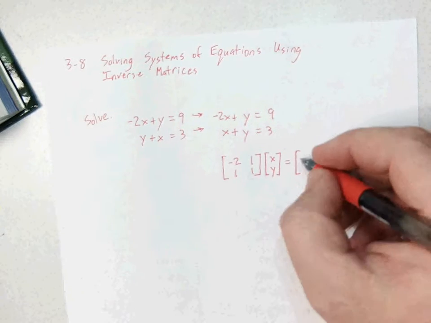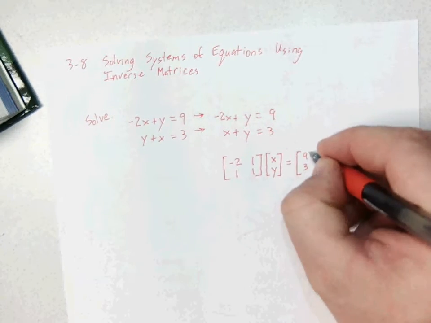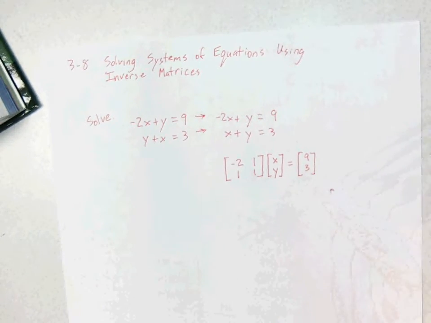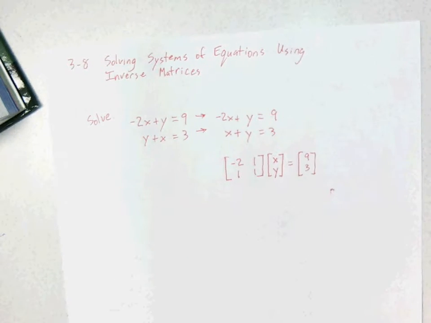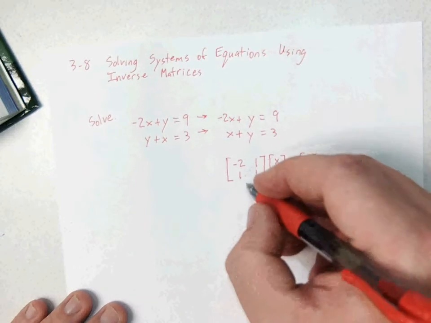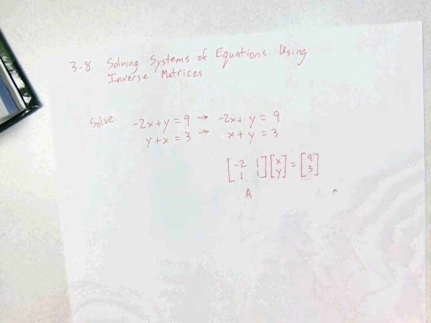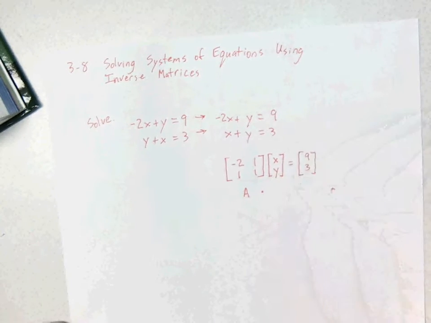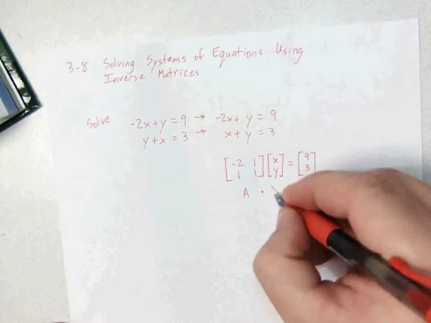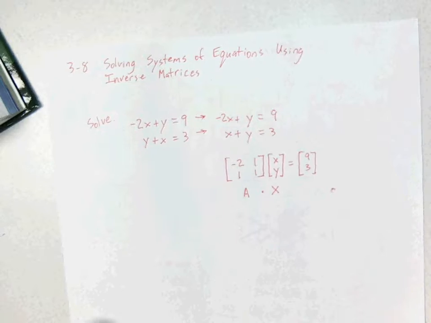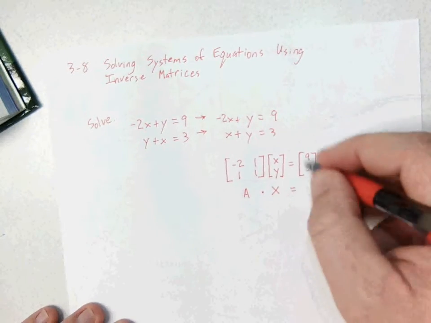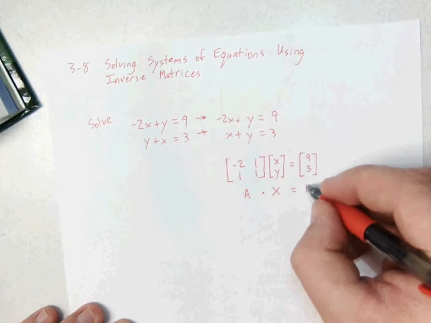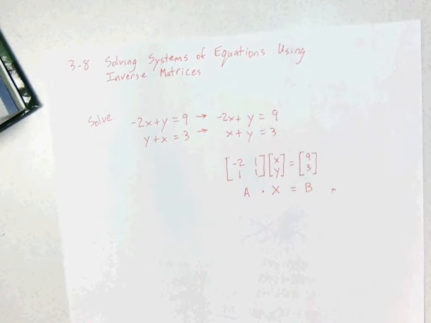So 9 was the answer of the first, and 3 was the answer of the second. So we have this matrix equation. Let me call the first matrix matrix A, and I'll put it in the calculator that way. It's been multiplied by a variable matrix. I'm going to call that matrix X. When we name matrices, we use capital letters, and that equals our answer matrix, or matrix B, I'm going to call it, and I'm going to plug it in the calculator as such.